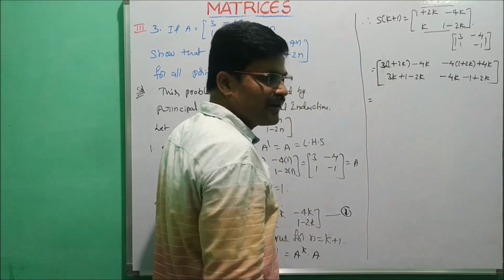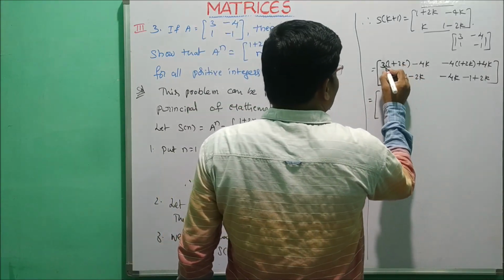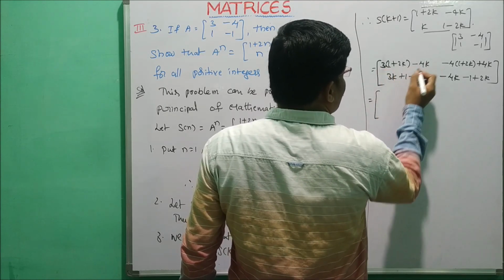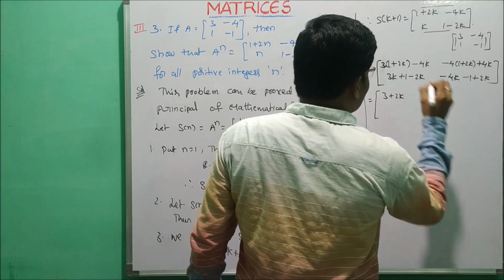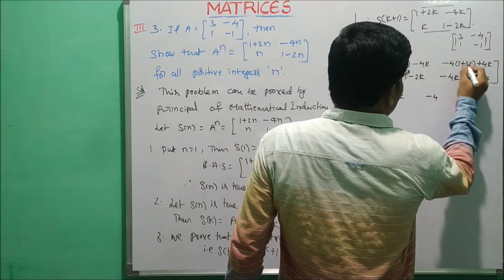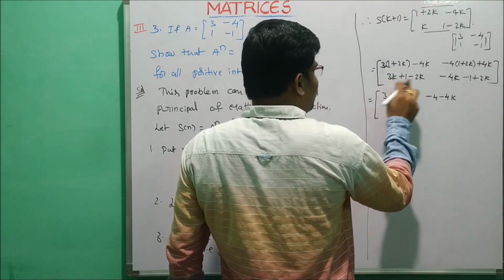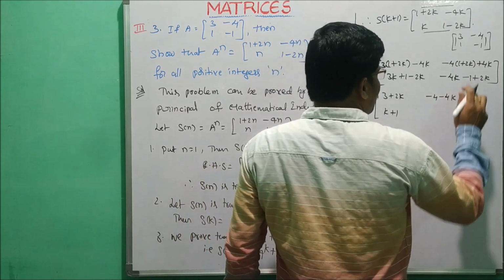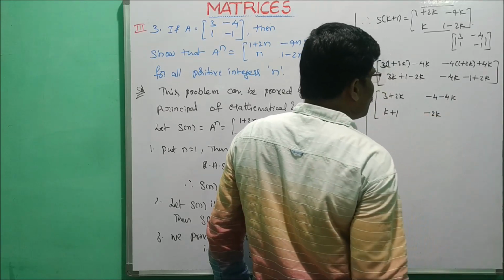Now it can be simplified. Here this is 3 plus 6k. 6k minus 4k can be written as 2k. So 3 plus 2k. In that, minus 4 minus 8k plus 4k, minus 4k. So in that, 3k minus 2k, k plus 1. In the fourth element, minus 4k plus 2k can be written as minus 2k minus 1.